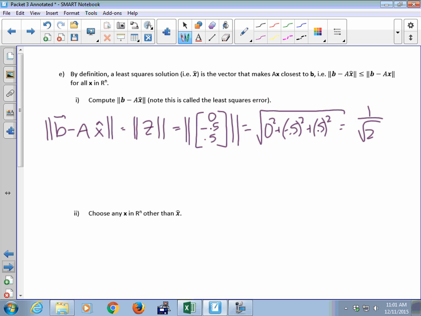So this is called the least squares error, approximately 0.707.